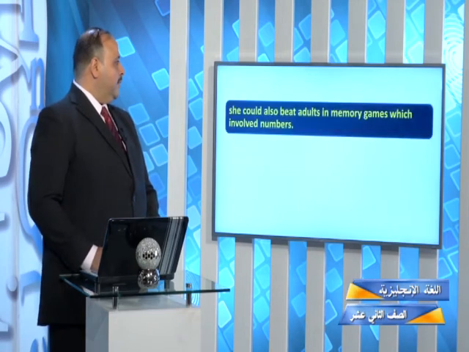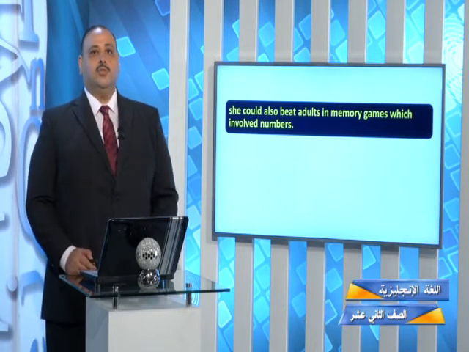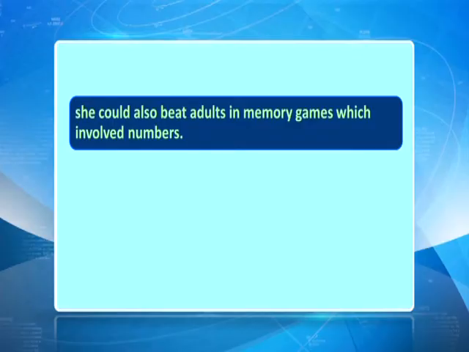All right. She could also beat adults in memory games which involved numbers. Now, I want you first to decide where is the relative pronoun. Yes, the relative pronoun is which. What should we do? We delete which. Okay? And then, do we have a subject? No, we don't have a subject here. But we have a verb. The verb is involved. Now, the verb involved will be changing into involve. This is the infinitive form plus ing.